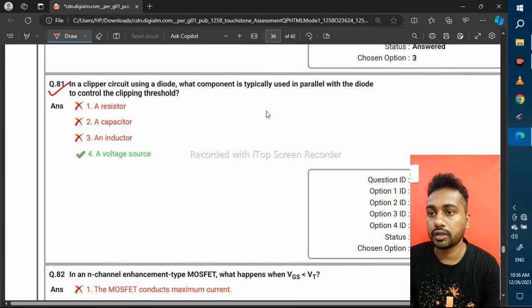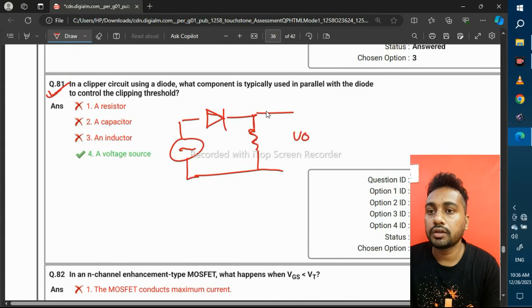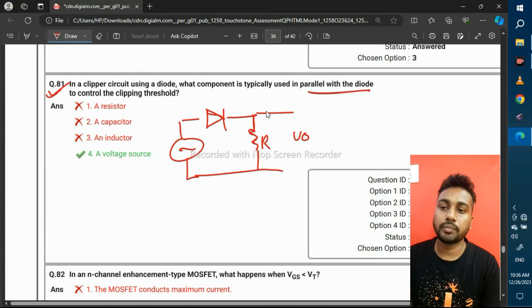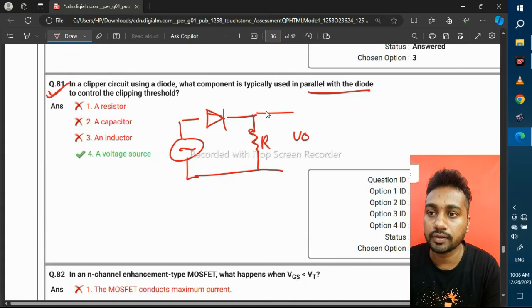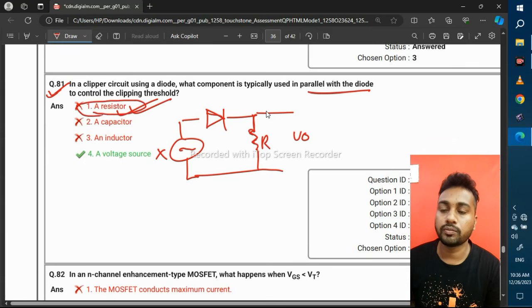So check this 81 also. If you see the circuit, it will be like this is the diode and here one resistor will be there. This is the clipper circuit. So here, parallel with the diode, it should be a resistor in parallel with the diode. I think so. Here the answer should be option 1, not option D. So check this one, 81 also. The answer should be resistor, not voltage source.